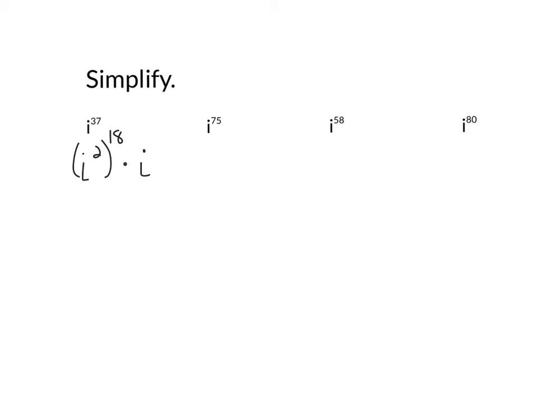And don't forget, i squared is really negative 1. So that really says negative 1 to the 18th power. Anytime you raise a negative number to an even power, it becomes positive. So it becomes positive 1 times i, which is just i.